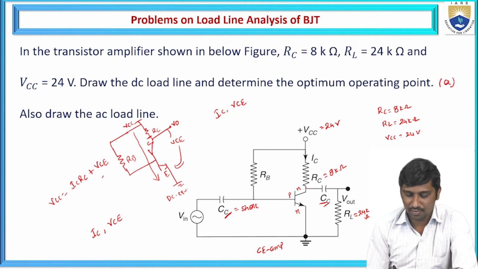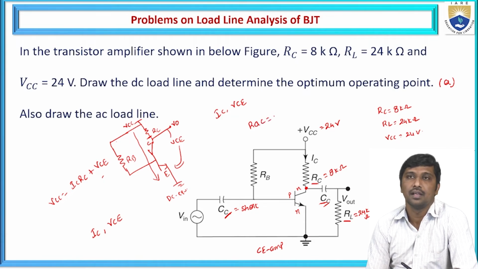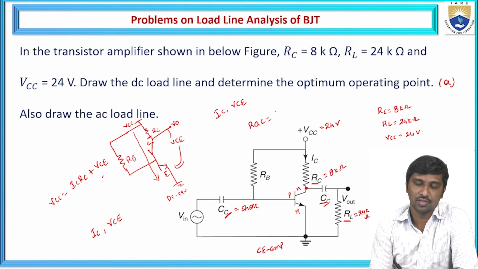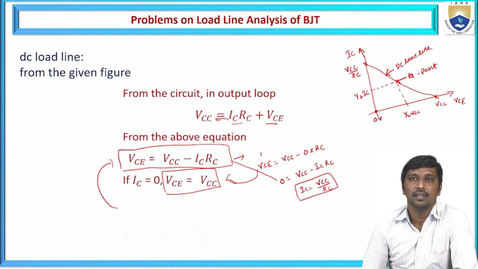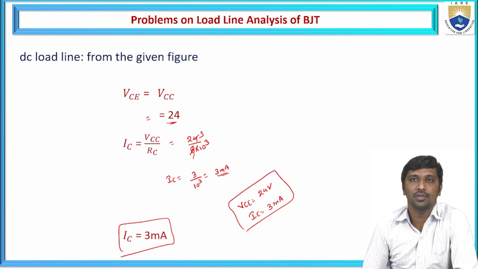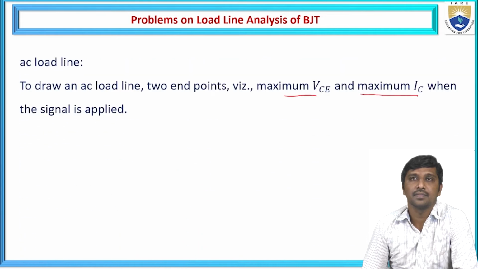At the output side, from this representation, the collector resistance is in parallel combination with the load resistance. That is the equivalent resistance, which we represent as RAC. The equivalent AC resistance, based on the presence of the given input signal, is a parallel combination of collector resistance and load resistance. Before identifying the AC load line, first I'm going to calculate the equivalent AC resistance.